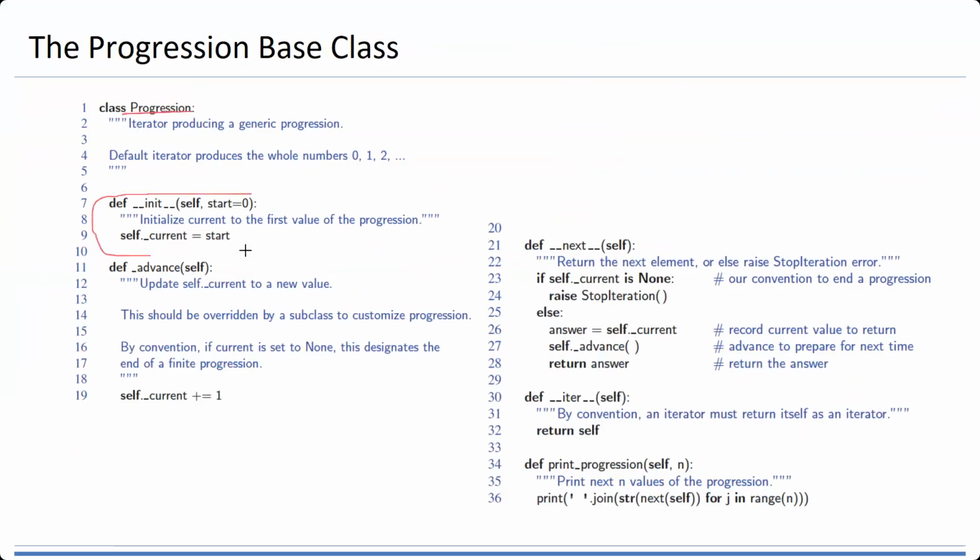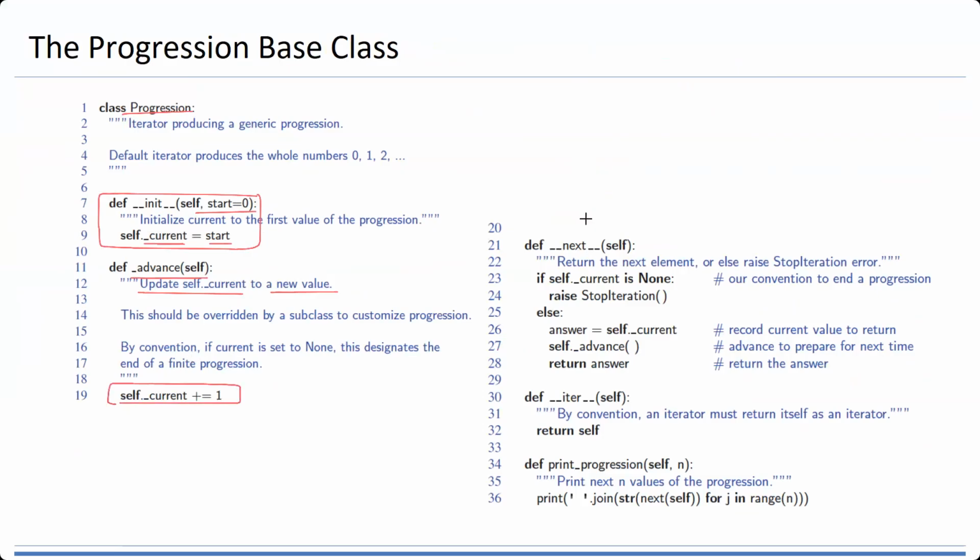We want to set the initial, or the constructor. So the constructor starts with 0. So the current equals the start. Advance means I want to update the current value with a new value. So the simple one is adding by 1. So this is the default.